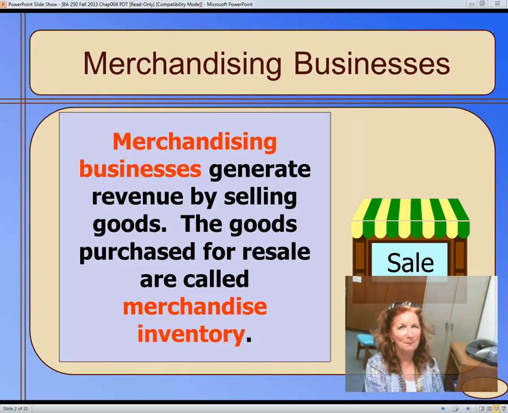You keep it ongoing. You keep it perpetually. You do it every time that you make a purchase and every time you make a sale. So that's what a perpetual inventory is.